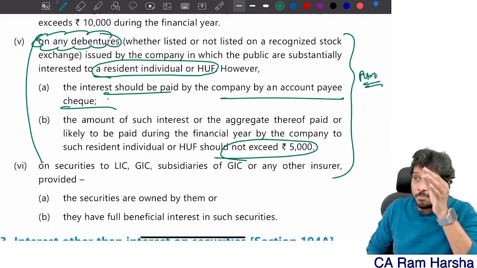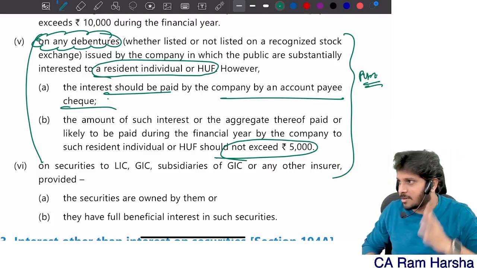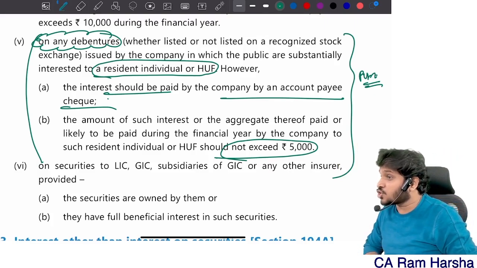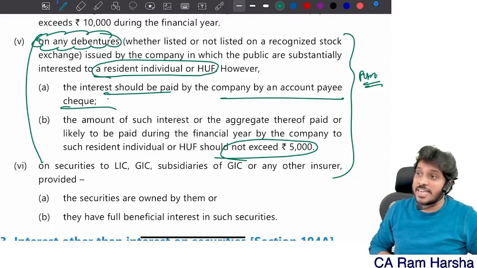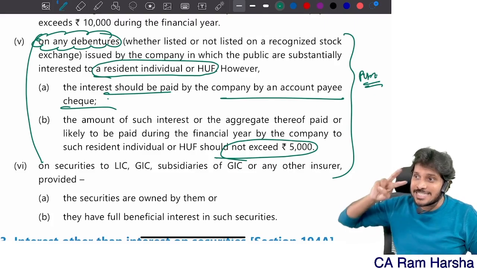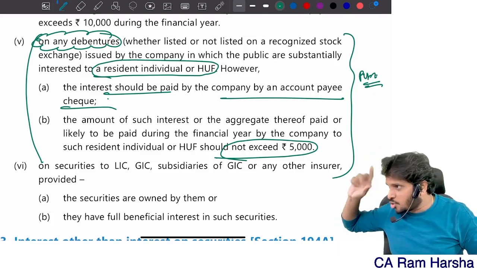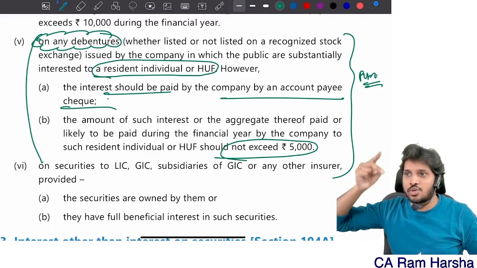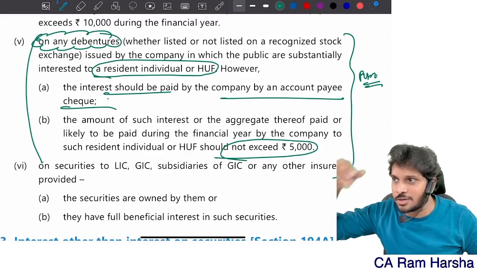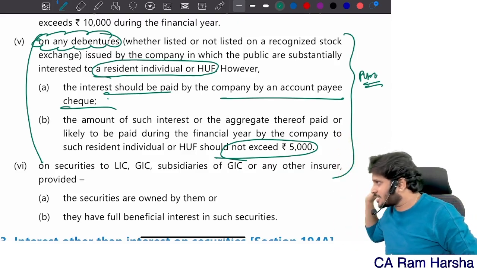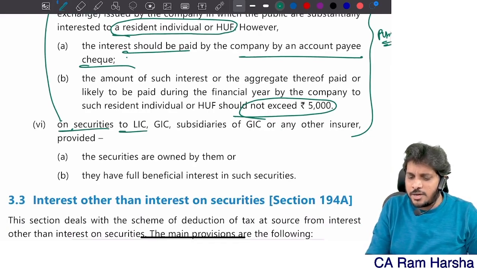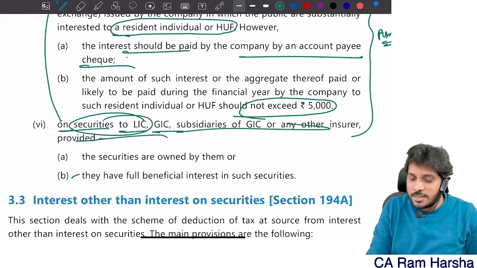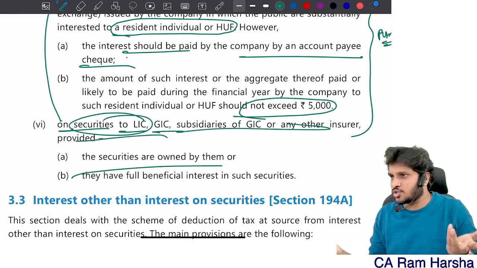TDS limits are mostly threshold limits. Mostly they are all threshold limits. Only 194N cash withdrawal is a slab limit. Up to 20 lakhs, no TDS. Beyond 20 lakh to 1 crore, 2%. Beyond 1 crore, 5%. That we'll discuss later. You clear? And if at all interest is paid on securities to LIC, all that, no deduction. No TDS to be deducted.